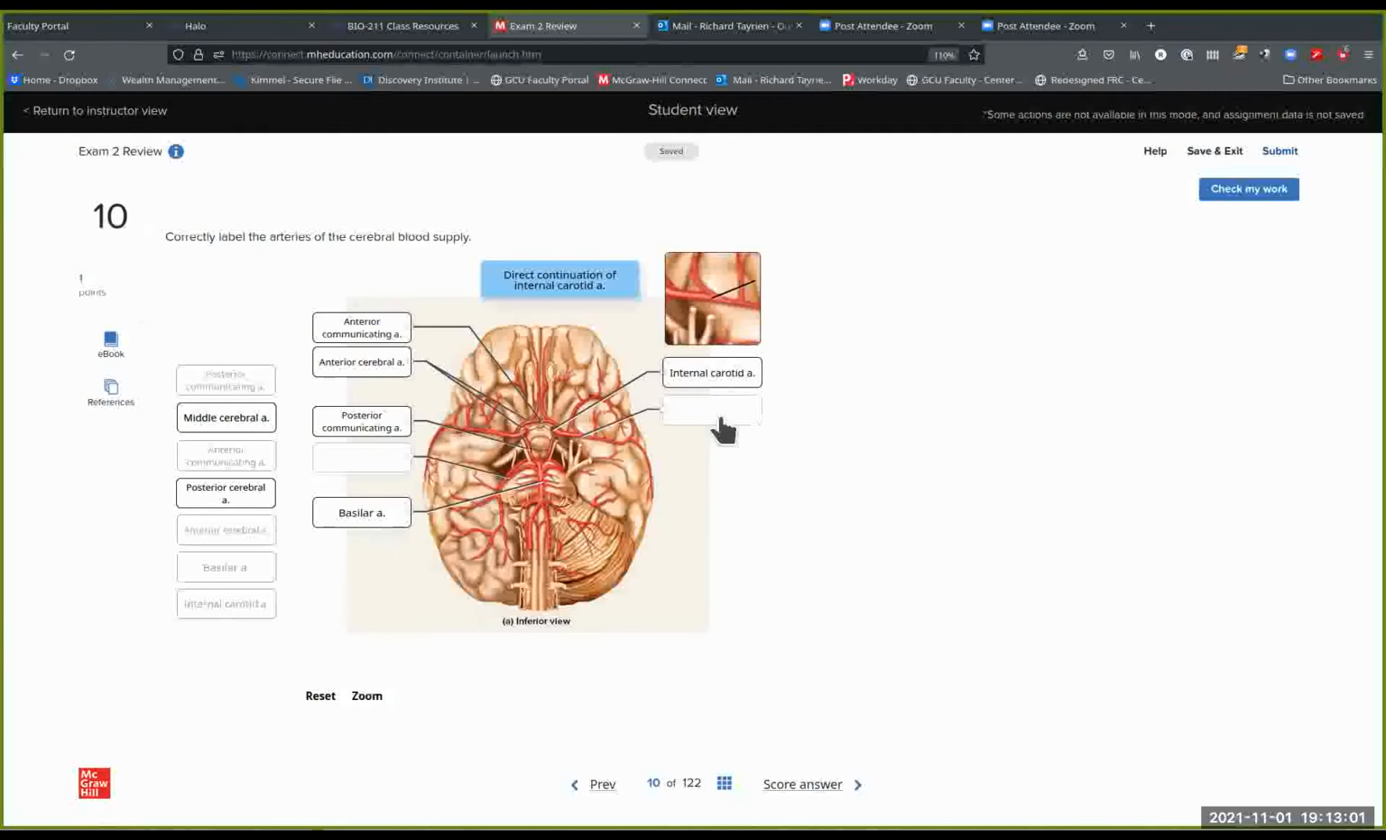Okay, following major systemic veins. Didn't we already do this one? Did we? Well, I think we know it pretty well. Yeah, we did it first. You're right. We did.